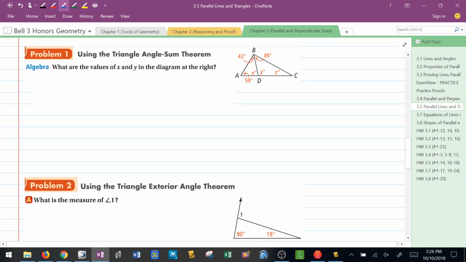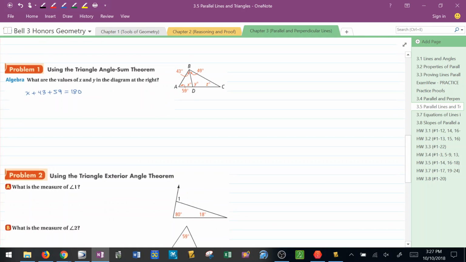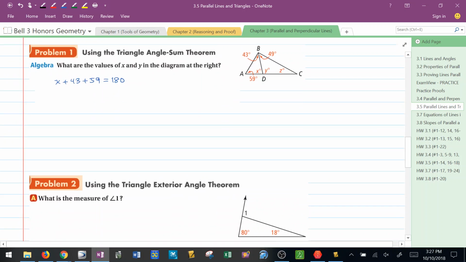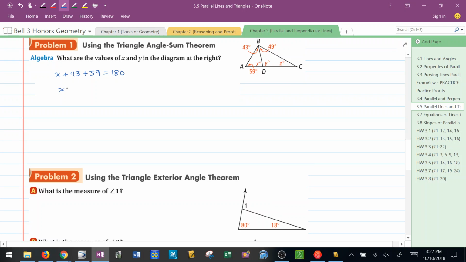So the first thing I notice is I have triangle ABD, and within that triangle, I know 2 of the angles. So I can create an algebraic equation that says x plus 43 plus 59 has to be 180. In other words, the 3 angles of a triangle have to add up to 180. Okay, I'm going to go ahead and combine like terms. So I have x plus 102 equals 180, or I find x to be 78 degrees.